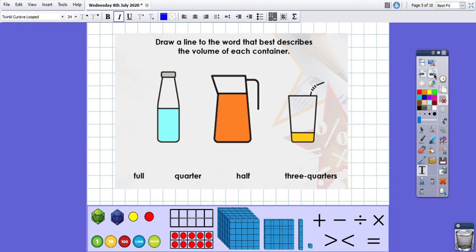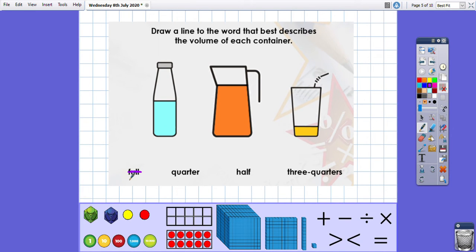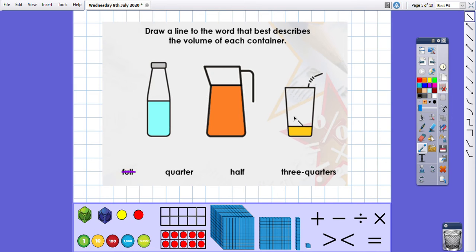Draw a line to the word that best describes the volume of each container. So, are any of them full? Right to the top? No. So we can cross this word out because we're not going to use it. Now we know it's really easy to see half. So let's look at half full first. Which of these looks half full? It's this one, isn't it?